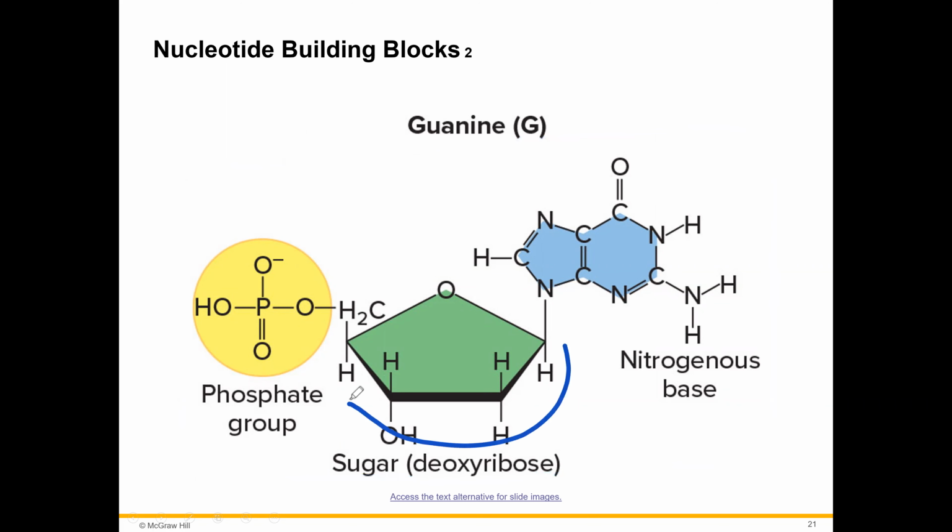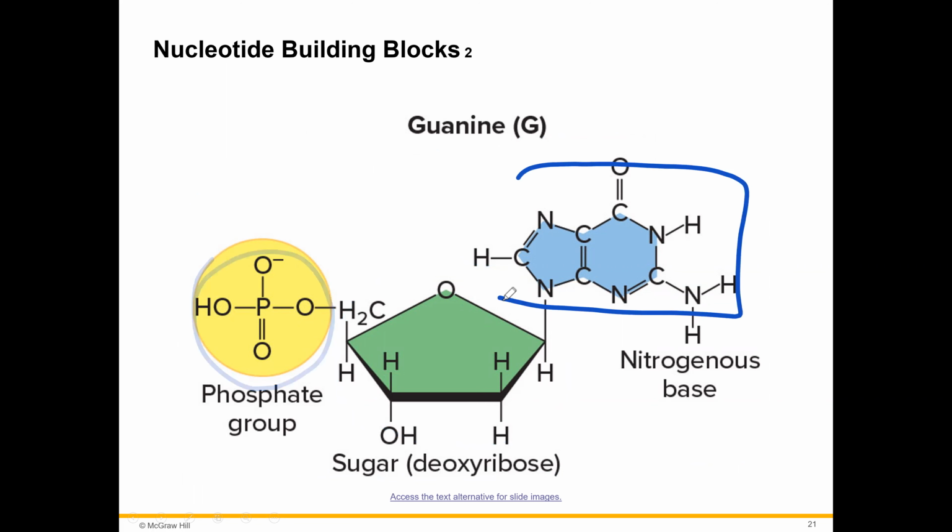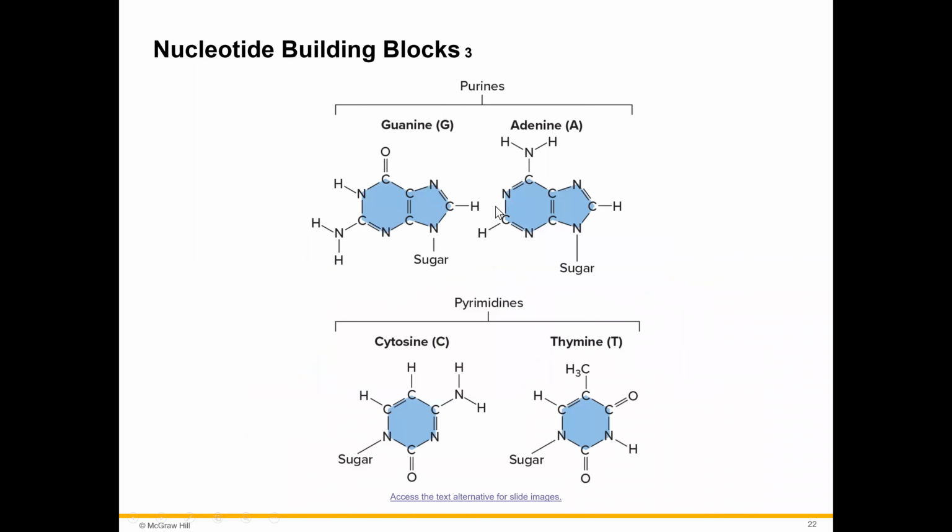So we have sugar, deoxyribose, phosphate group, and this is the nitrogenous base. This is an example of a nitrogenous base, guanine. Now we have 4 nitrogenous bases. We have guanine and adenine, that is A and G, right? A and G, and they are purines. So they have a double ring, and here's where the sugar is attached. And we have pyrimidines, cytosine and thymine, and they are a single ring structure, and here's where we have the sugar attached.